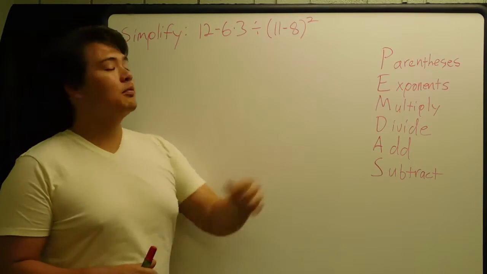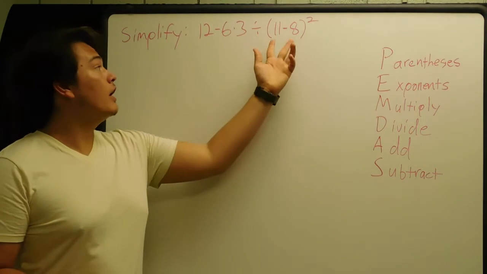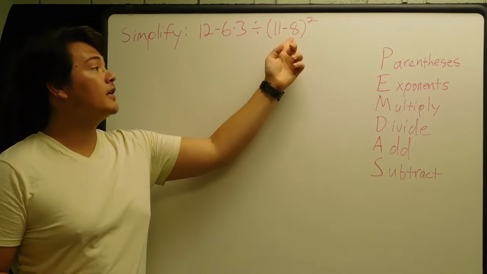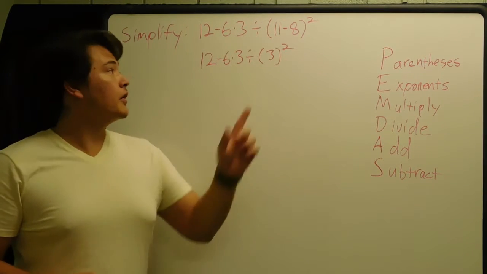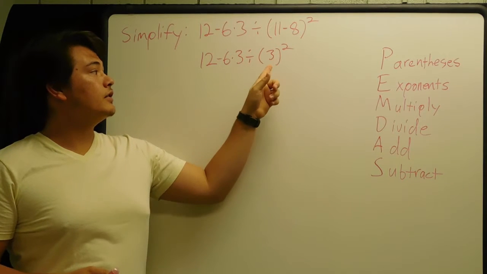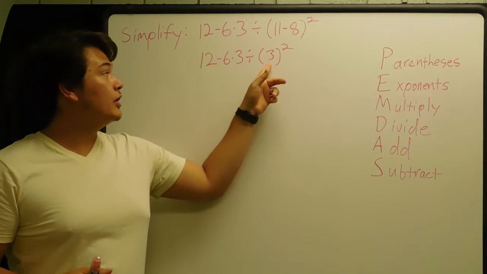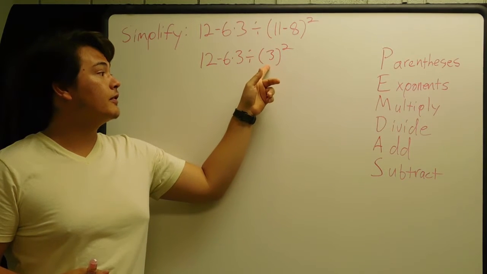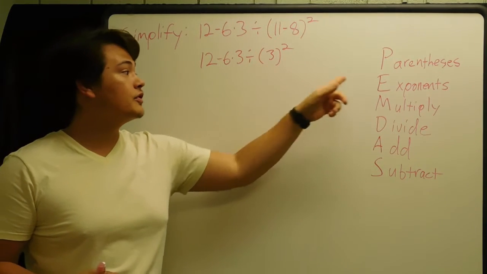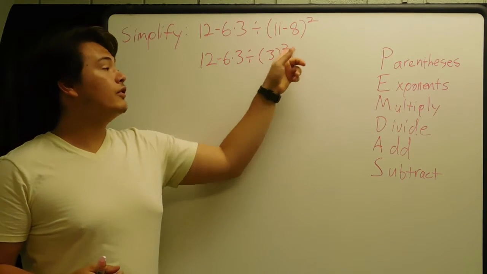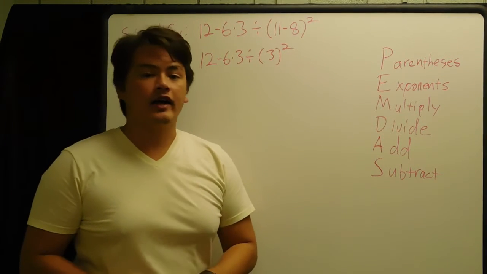So looking at this problem, we're going to start with the parentheses, what's inside here, which is going to be 11 minus 8. So 11 minus 8 is going to give us 3. So now that we got the 3, there's nothing else that can happen inside these parentheses, so we're going to move on to the next step, which is exponents, which is right here. So 3 squared is going to give us 9.